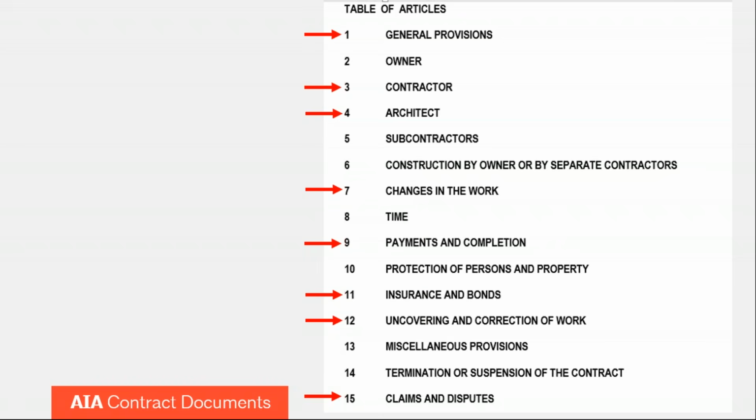It is important to recognize that the A201 does not work on its own. You have to attach it or reference an agreement, an owner-contractor agreement, such as our A101, A102, and A103 documents that all have different pricing features in them.